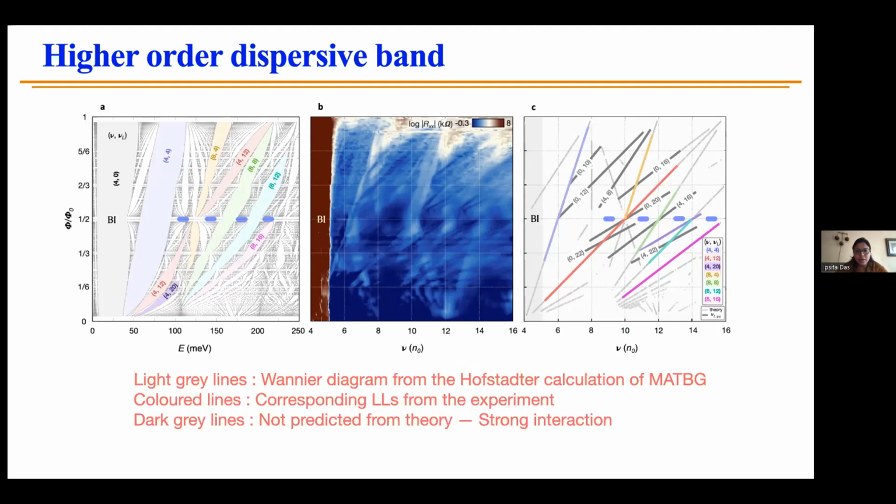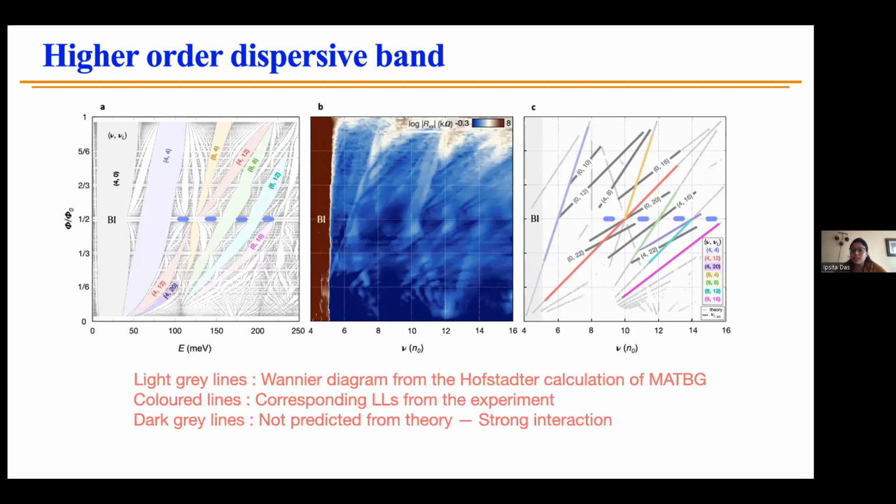Okay, and in the middle you have the experimental data, where you can try to match the theoretical levels with the experimental data. That has been schematically laid out in figure C, where we are comparing the theory with the experiment, and all the light gray lines correspond to the theoretically calculated Landau levels. The colored lines are the experimental Landau levels that we observed, and you can see most of them match with each other.